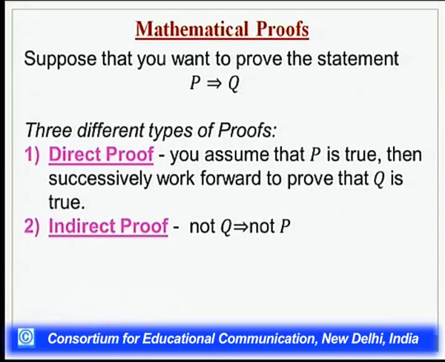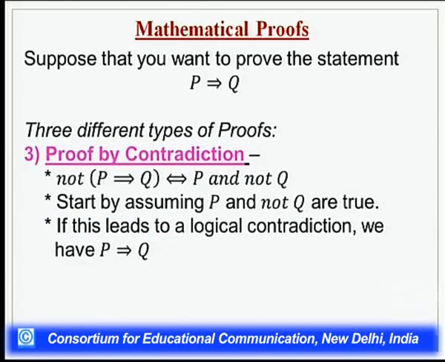Right, in the last part of the lecture today, we will talk a little bit about mathematical proofs. There are three kinds of proofs. A direct proof, as I mentioned earlier, is the one that goes from P to Q. So you start with P and you successively work forward to prove that Q is also true. An indirect proof takes the form not Q implies not P, that is the proof by contrapositive. And finally, we have a proof by contradiction, where we assume that a statement is false, but if by assuming that it is false we arrive at a contradiction, then that statement has to be true.